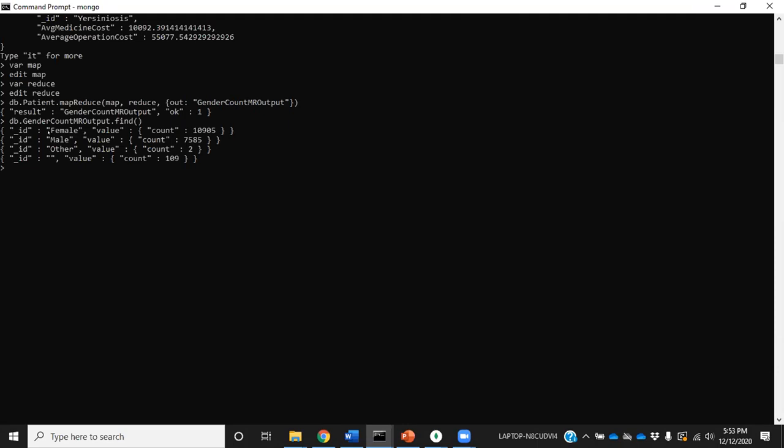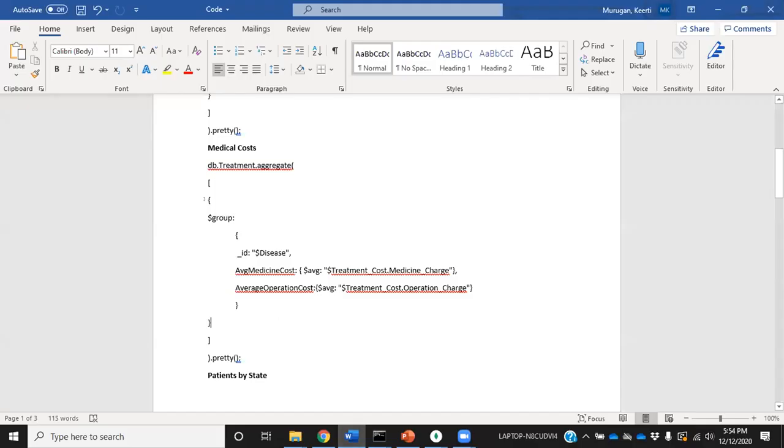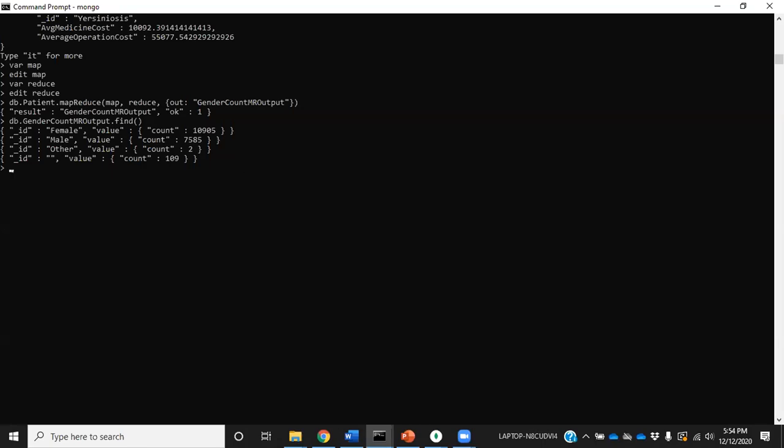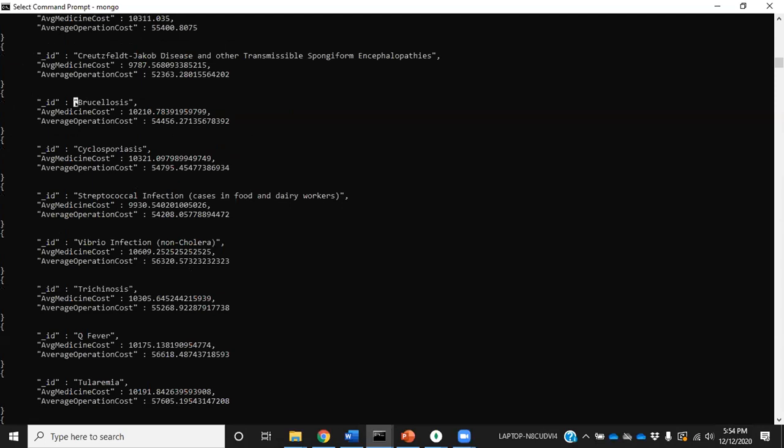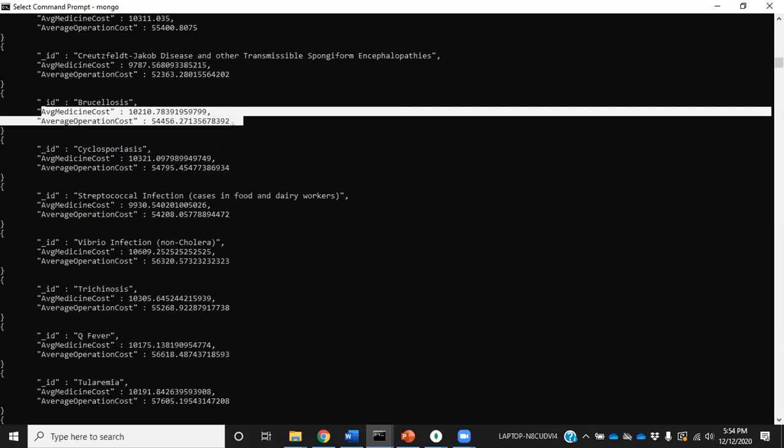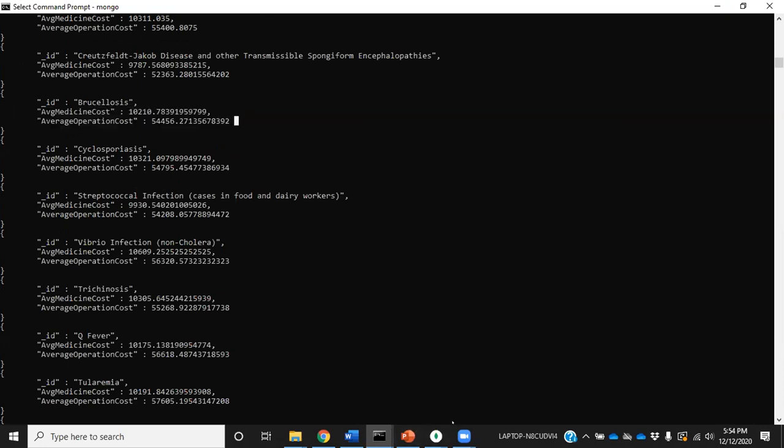As you can see, the number of female patients is 10,905, male patients are 7,585, and others are 2. Can you run one example of an aggregate function? Here we have aggregation pipelines to group the data by treatment code and calculate average treatment costs for these treatments. Now the visualization part will be explained by Kirti.